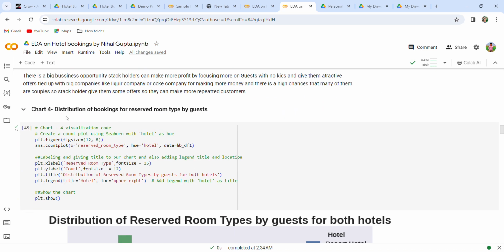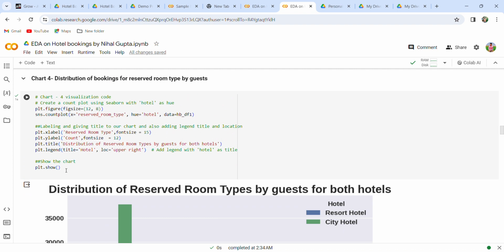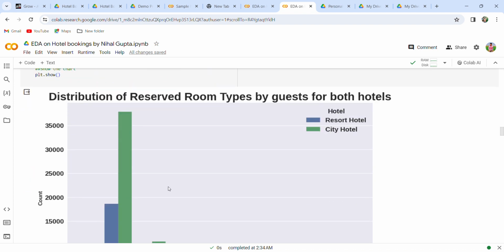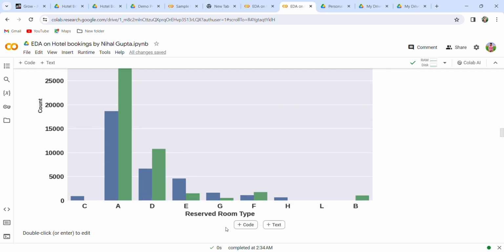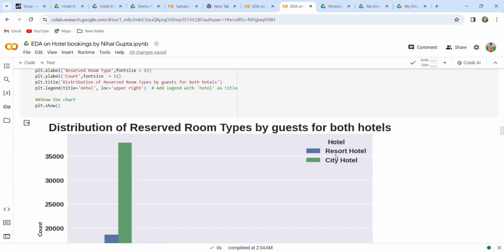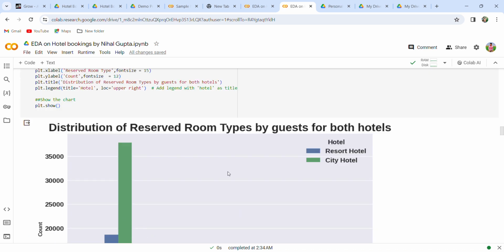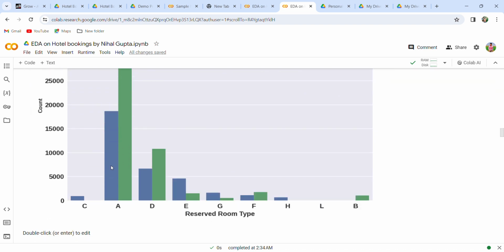Now fourth is the distribution of booking for reserved room type by guest. So here also we are using a bar chart and labeled it, so that we can analyze what room types the customers are getting. So reserved room type: green is the city hotel and the blue one is the resort hotel. So here we can see the distribution of reserved room type by guests.